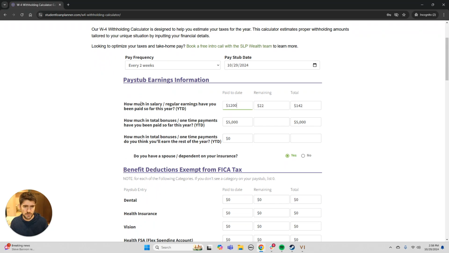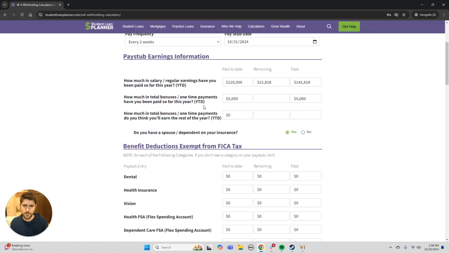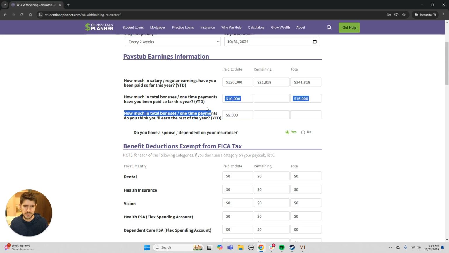So what you would do is just put in pay to date, which is your pay stub date. So let's say it's a certain date there. You can do twice a month, once a month, every 2 weeks. And then how much in total bonuses have you been paid so far? So you can put in a certain number there. How much in bonuses are you going to get paid the rest of the year? So you can see that's the total expected income that you'll make for the year.